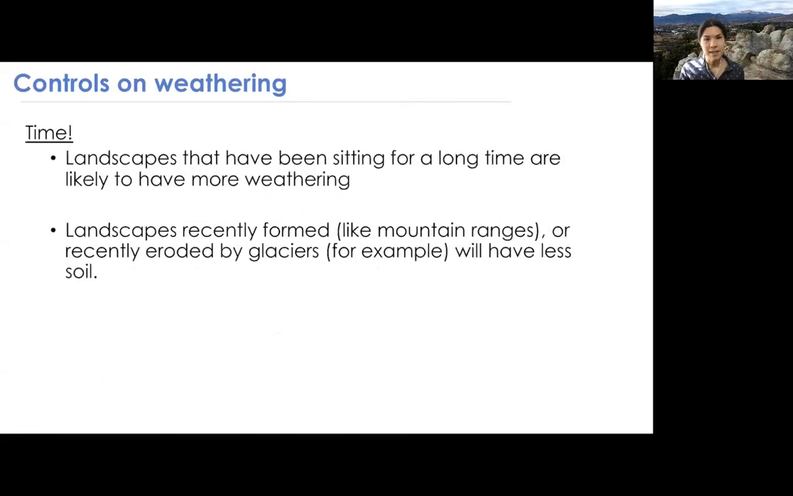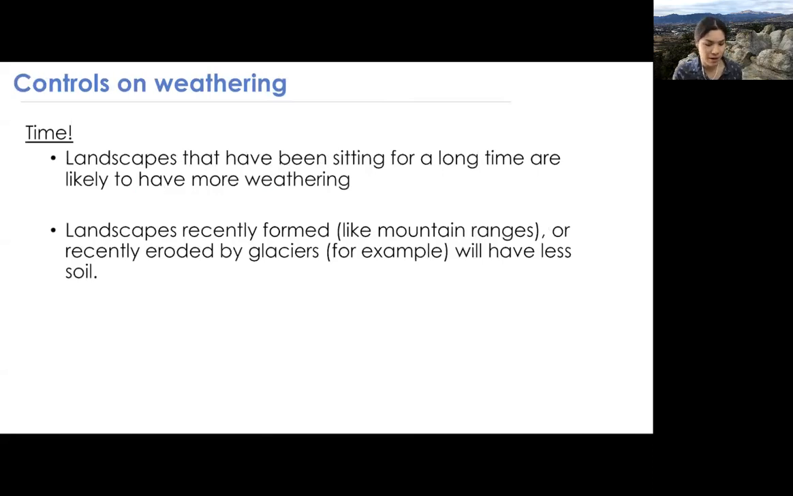All right, and finally, time is another large control on weathering. The longer rocks sit around, the more time they've been exposed to weathering, and therefore the more weathering will have occurred and more soil and regolith will have been produced. So this means that landscapes that have been recently formed will have had less time for weathering and may have less soil for erosion by landslides or by other processes.